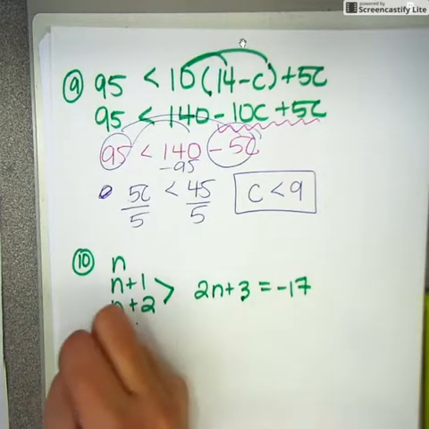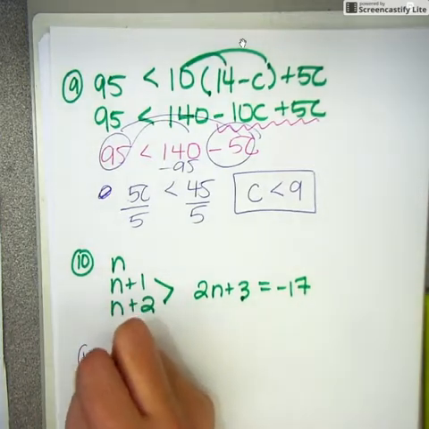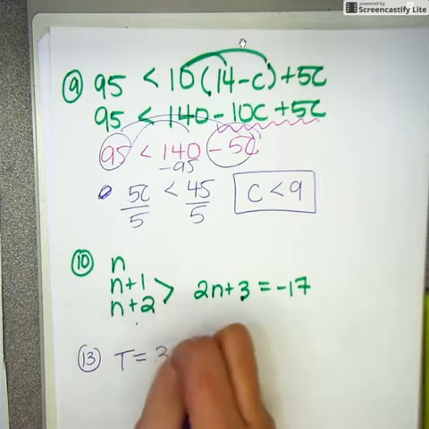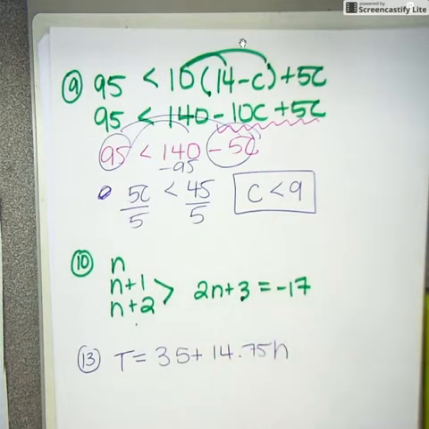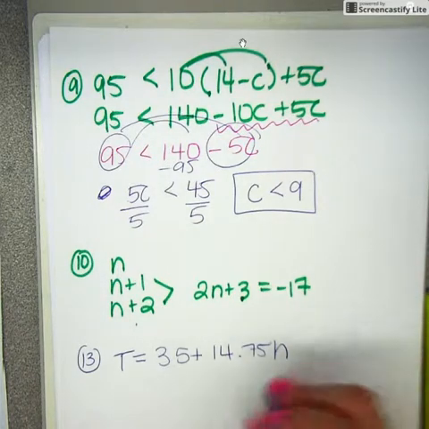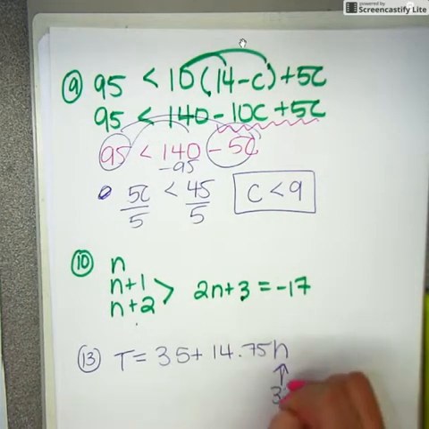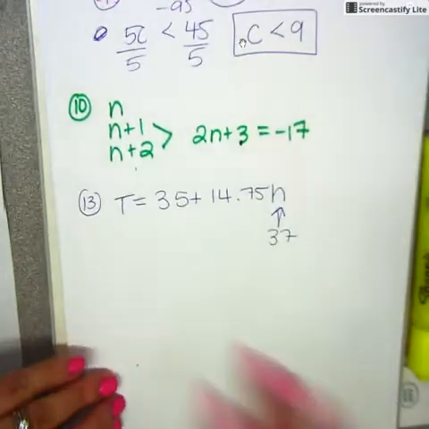Number 13, we're going to start by writing our equation. Our total is going to equal $35 plus $14.75 per hour. And it continues to ask, if you work 37 hours, what's your total? So you're just going to put your 37 in for your H and solve from there.